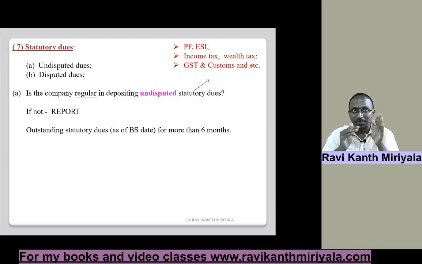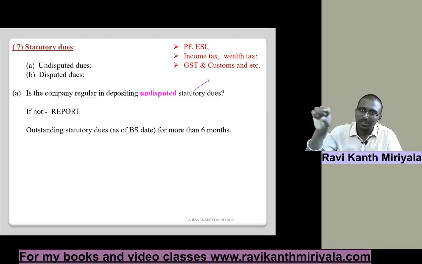More than 6 months. Suppose August month's money becomes due, the last date for payment is September 20th. September 20th money is still not paid, meaning not paid till the balance sheet date. So September 20th to 31st March, is it more than 6 months? Obviously, 6 months plus 10 days extra. I'm not calculating the exact number of days, but it's 6 months plus without doubt. Then what are you supposed to say? It is outstanding statutory dues. Then the auditor has to give a list of such dues.